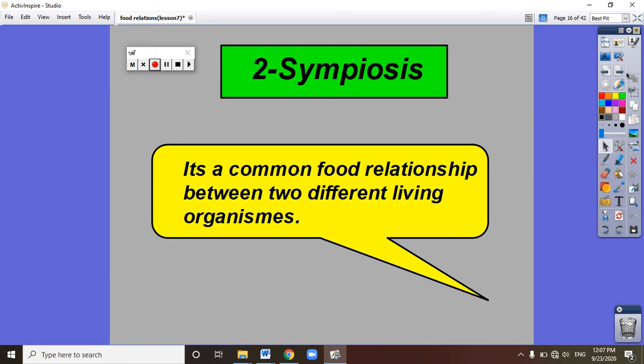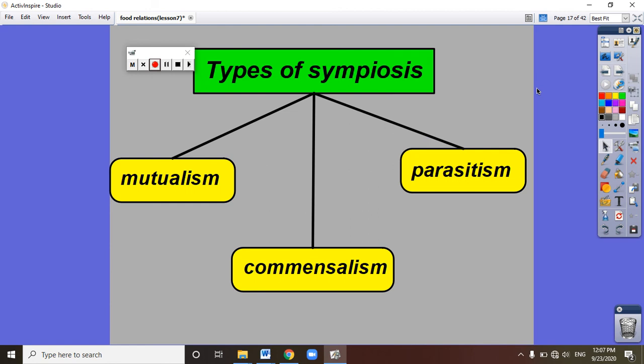Symbiosis is a food relationship between two different living organisms, and we have three types of symbiosis. Number 1, repeat after me: mutualism, commensalism, parasitism.